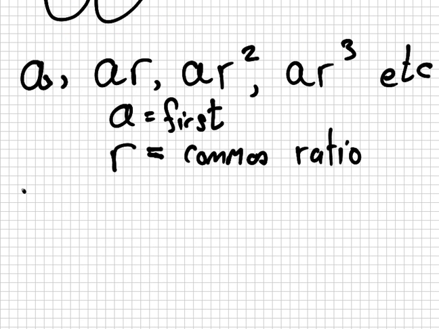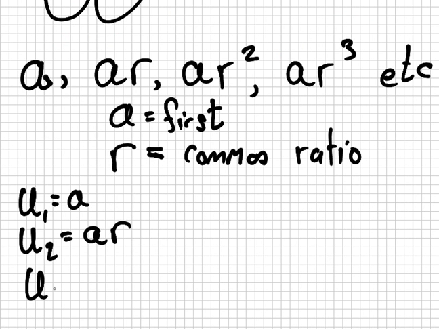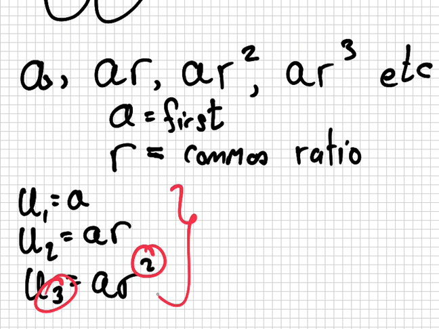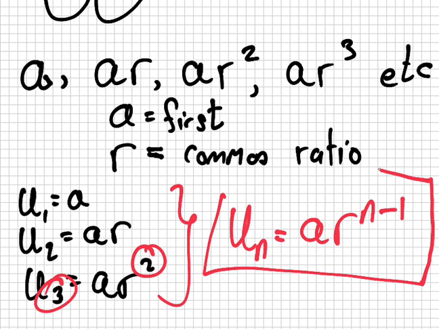Notice, first term is A, second term is AR, third term is AR squared. So what can you see about the power? It's always one less than the term number. So our formula is Un equals AR to the n minus 1. That's it. So let's have a look at some examples with that formula now.